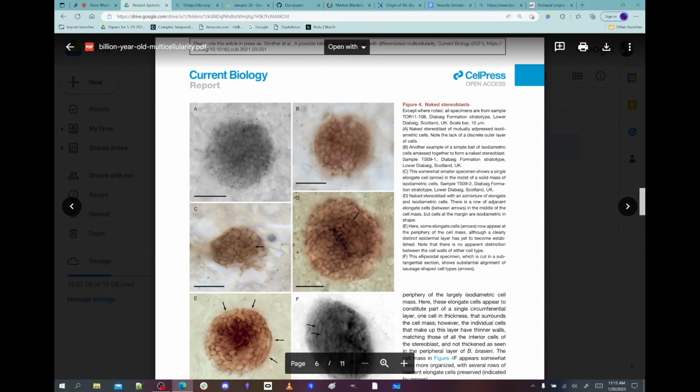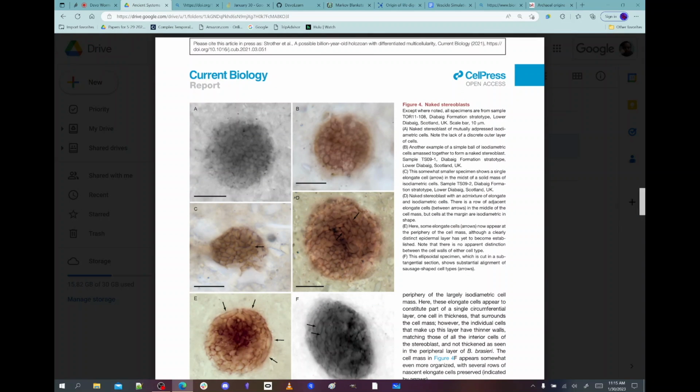These are the naked stereoblasts. So this is sort of like the first two stages of that graphical abstract. You see how you have the parts of the stereoblasts that are single, undifferentiated looking cells. They all look basically the same. There isn't that much organization around the edges.